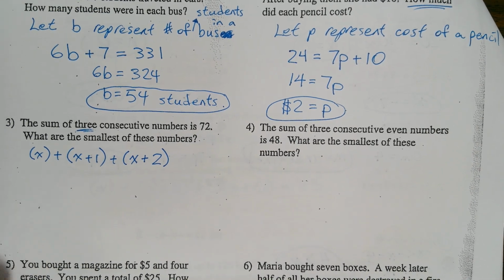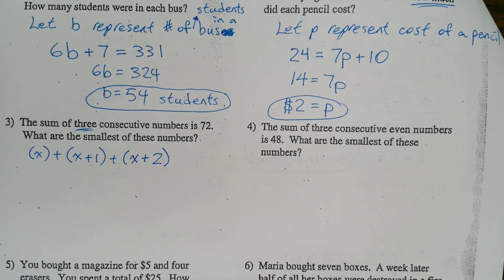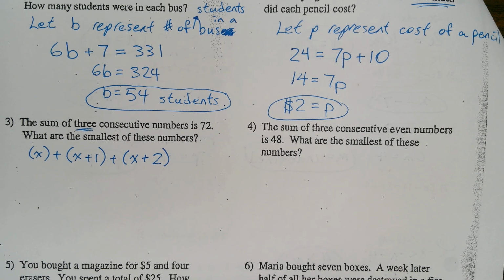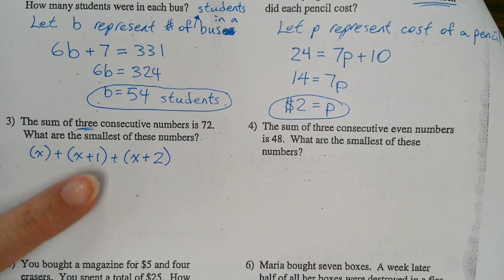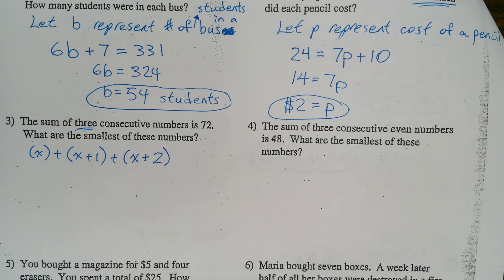Wait. But what about consecutive odd numbers? Plus 2. Also, it's 1 and then 3 and then 5. If it's consecutive odd numbers, then it's x plus 2, x plus 4, x plus 6. But x plus 1 is the next consecutive number. So x plus 2 is not really what you're thinking. It's actually telling it to skip 2 numbers.